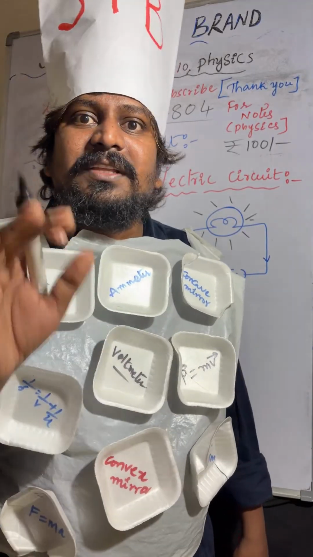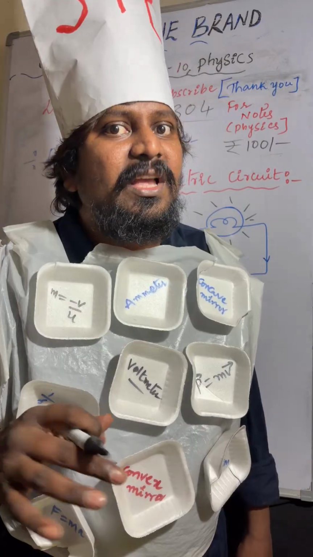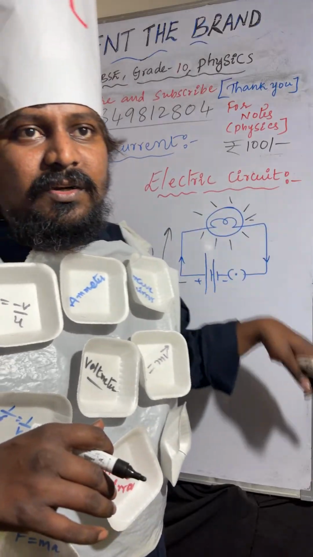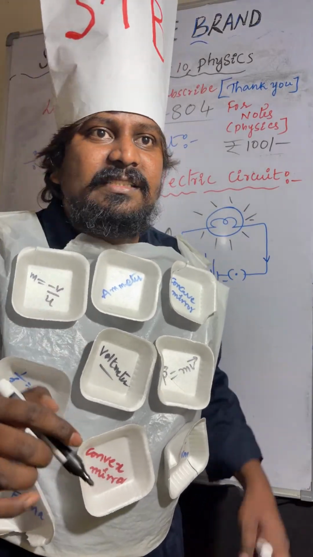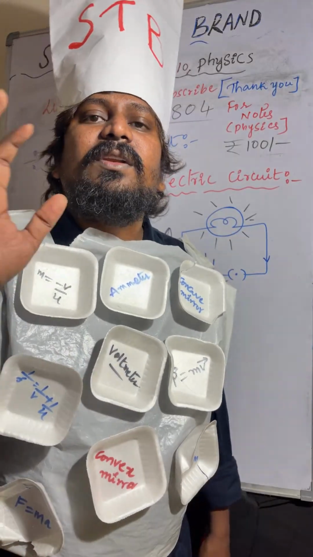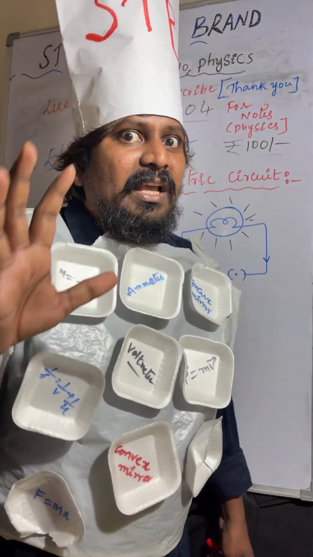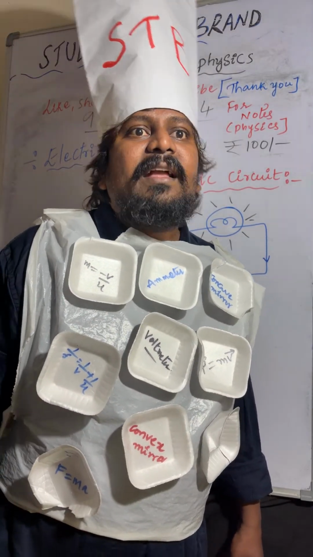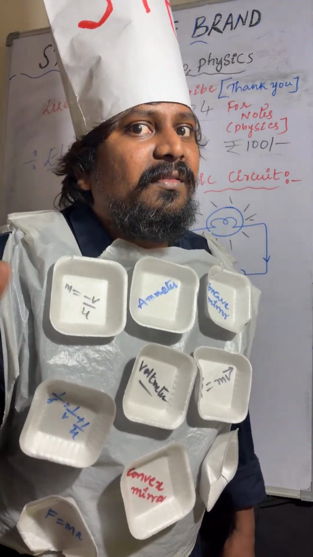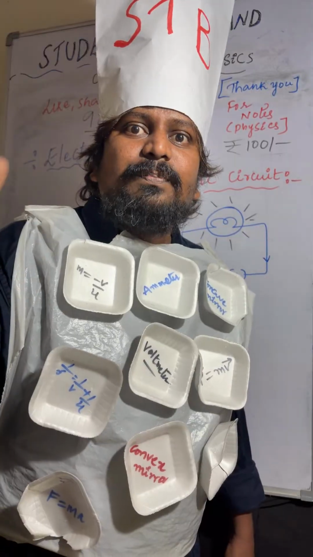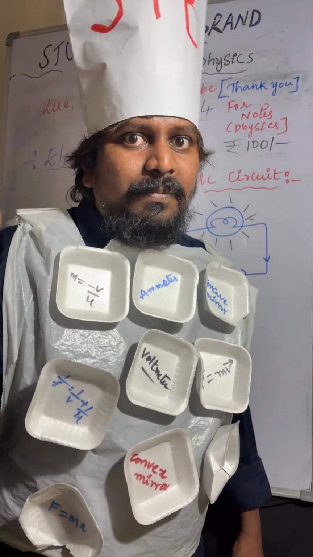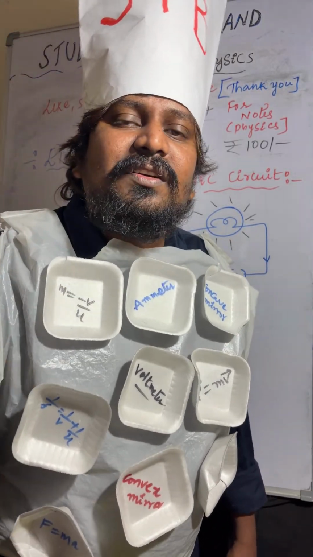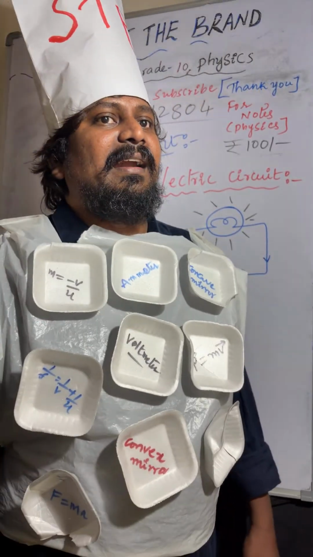So I said we need to discuss 2 points. Here positive charges are moving from the positive terminal to the negative terminal. That is called conventional current. Conventional current is nothing but the flow of positive charges. The flow of electrons is known as electric current.